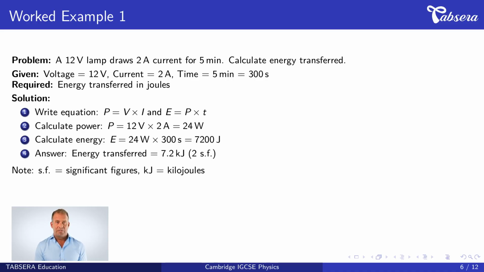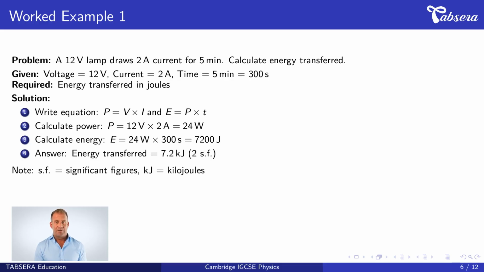Let's work through our first example. The problem states, a 12-volt lamp draws 2 amperes current for 5 minutes. Calculate energy transferred. We are given voltage equals 12 volts, current equals 2 amperes, and time equals 5 minutes, which converts to 300 seconds. We need to find energy transferred in joules.